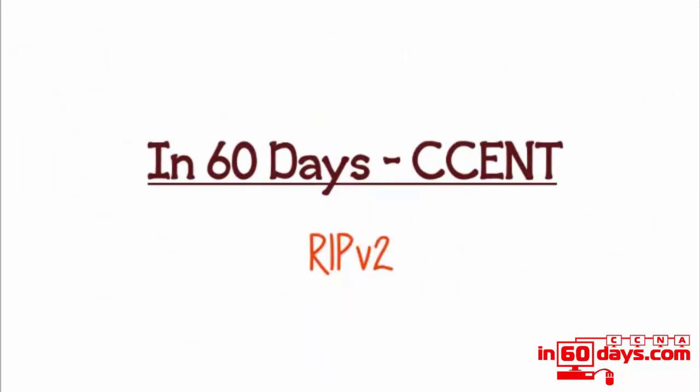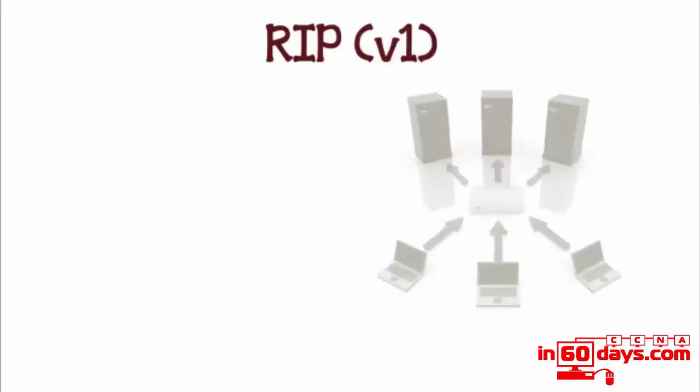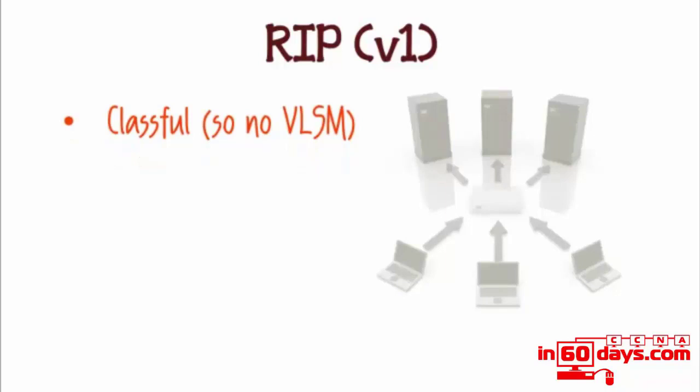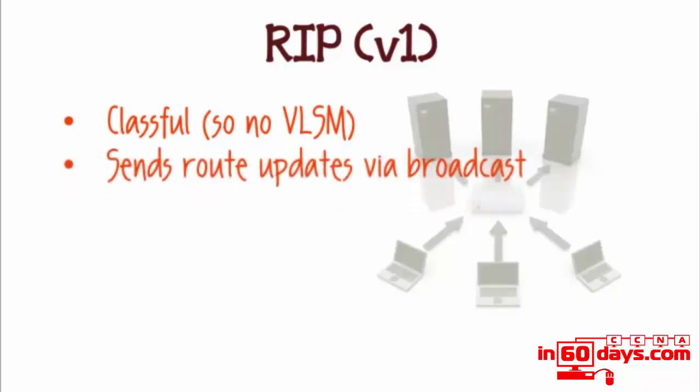So let's rip into RIP. You're only really asked about RIP version 2 in the exams nowadays because RIP has been retired. However, I think in order to understand version 2, you really need to know a little bit about version 1. Kind of makes sense, really. So RIP version 1 is classful, as I've said before. No subnet mask information sent out with the updates, and it sends route updates via broadcasts.